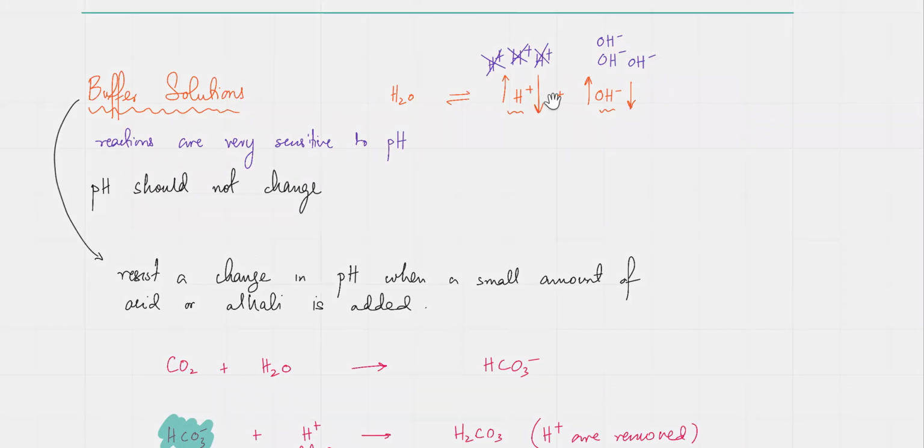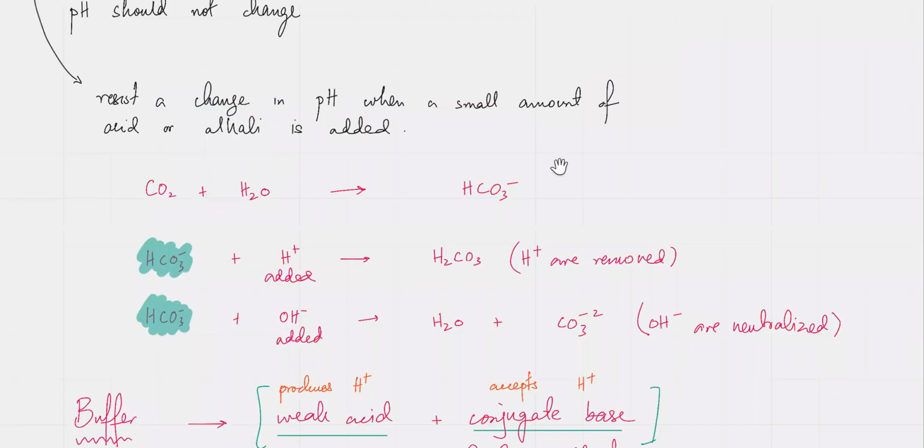So what were buffer solutions? I told you that everything is very sensitive to pH. The reactions don't like a change in pH, so the H+ concentration and OH- concentration vary. If something likes acidic, you have to give it an acidic medium. If something likes basic, you have to give it a basic medium. So reactions are very sensitive to pH, and buffer solutions resist a change in pH when a small amount of acid or alkali is added.